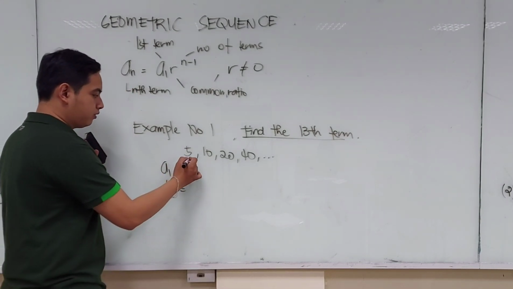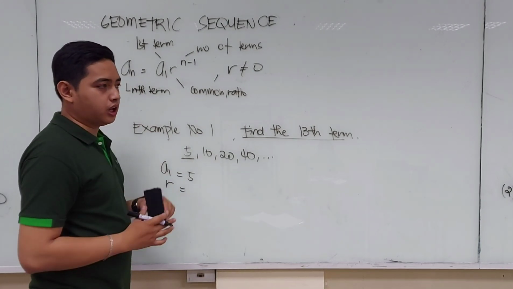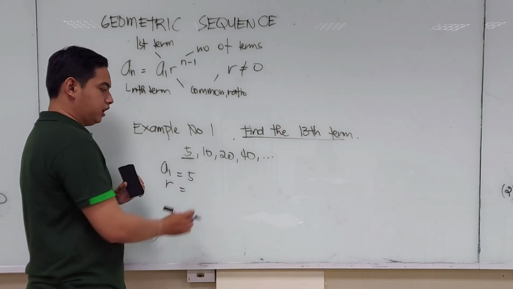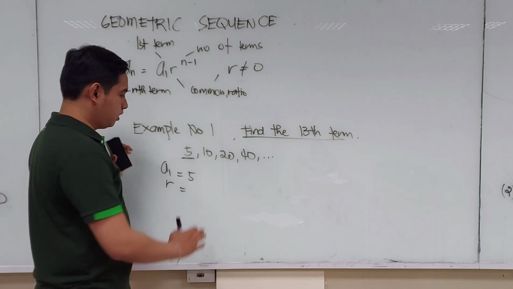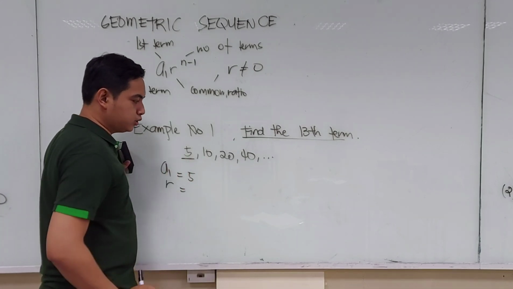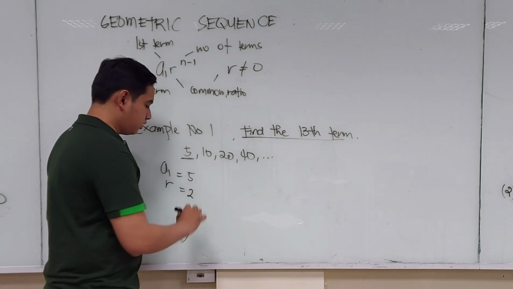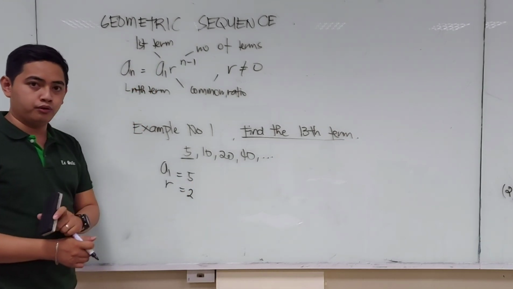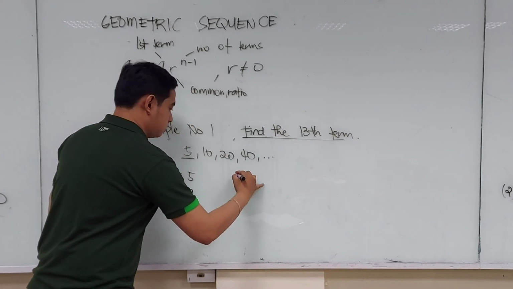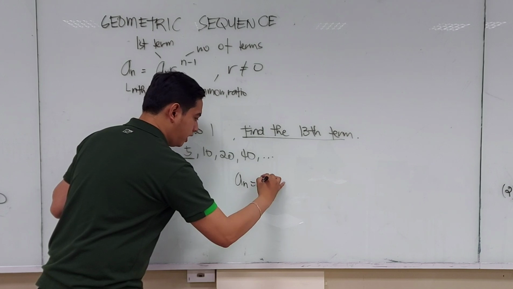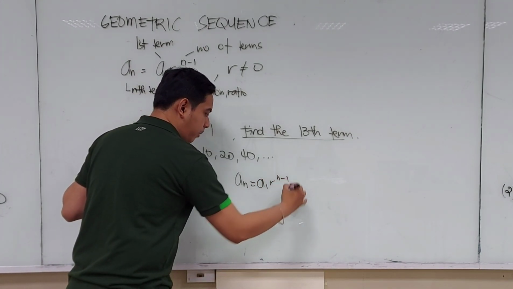So a sub 1, of course, this will be 5. The common ratio, you can get by dividing the second term by the first term, the third term by the second term. So 10 divided by 5 is 2, 20 divided by 10 is 2. So we can say that we have a common ratio of 2. Okay, so let's proceed with substitution. So a sub n is equal to a sub 1 multiplied by r raised to n minus 1.